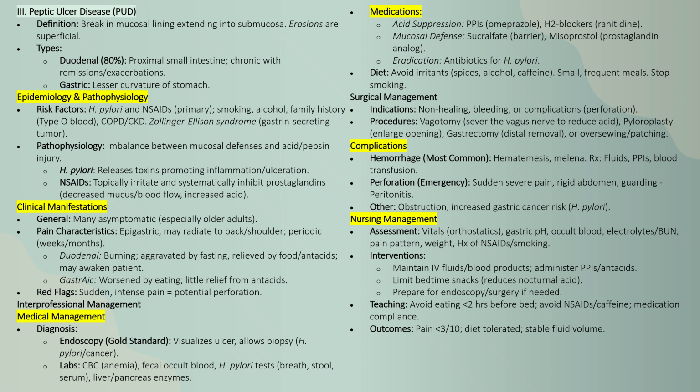Clinical manifestation: many patients, especially older adults, have few to no symptoms. The duodenal ulcer pain is a burning epigastric pain that is aggravated by fasting and improved by food or antacids, and may awaken the patient from sleep. Gastric ulcer pain is triggered or worsened by eating, leading to no relief from antacids.